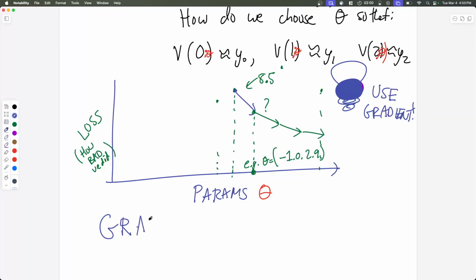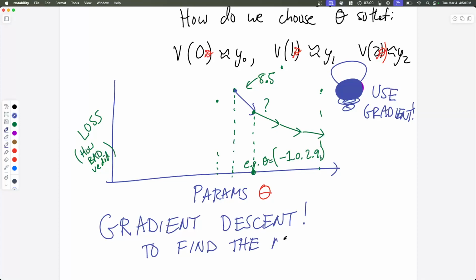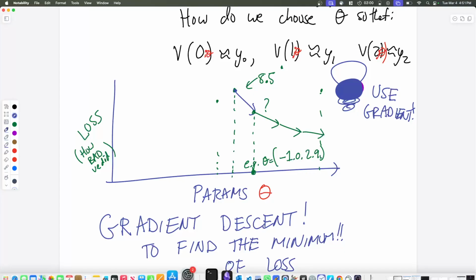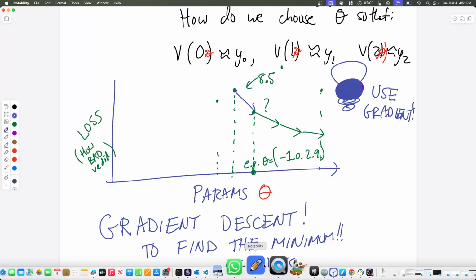Gradient descent. And this algorithm is the secret sauce behind machine learning. Everything is trained with gradient descent to find the minimum of the loss function. So that's the idea, and that's the secret we're going to use. And this is why we are using JAX, because JAX has a function called JAX.grad that does the gradient. So let's go back to the code.